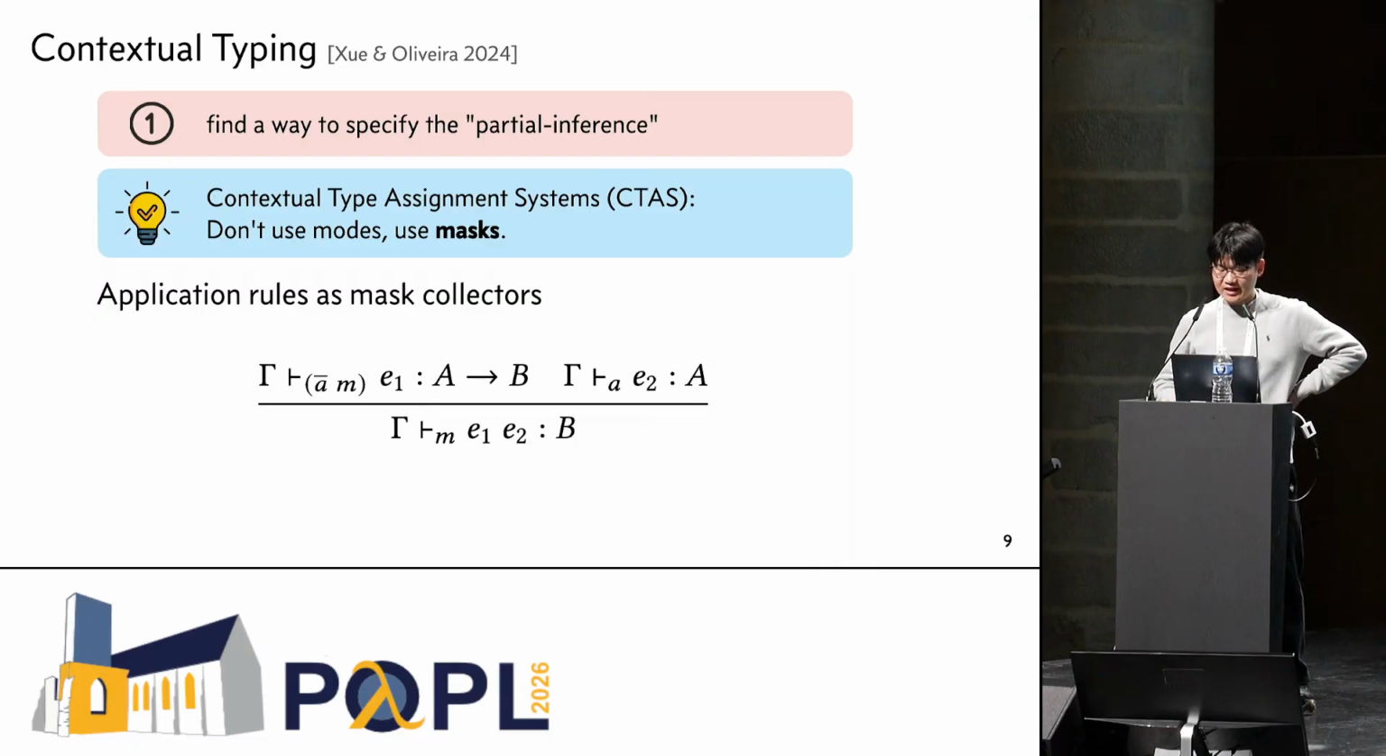You first analyze the argument and it type checks with a mask A, and we further propagate this information to the context, to the mask of E1, the function part, by prepending this one to the M. Then E1 is aware of more information. So the intuition is you can understand the application rule works as the mask collector. It collects more and more contextual information, and it can do more things.